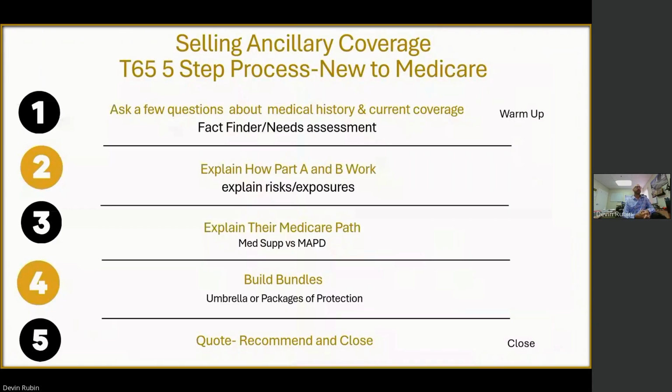So as we've been teaching our clients and educating our agents, selling ancillary coverage is part of a process. You never want to throw it in after you do your Medicare Advantage pitch. So our agents follow a 5-step process on every call. And the first part is simply going to be a warm-up, and you're going to do a needs assessment or a fact finder. You're going to ask a few questions about your client's medical history and current coverage.